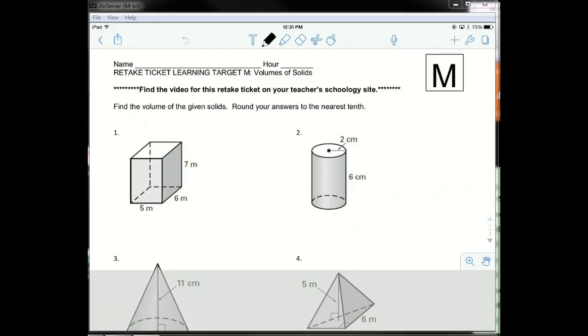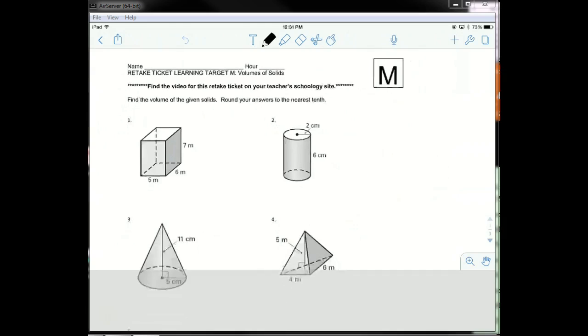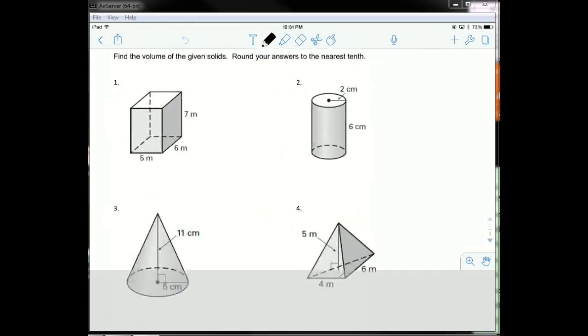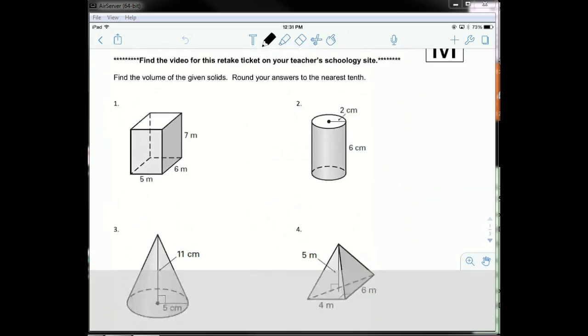Hi, we're working on retake tickets for learning target M. This is volume of solids. We've got all 5 of the shapes here. I just want to remind you of the formulas for the first 2.